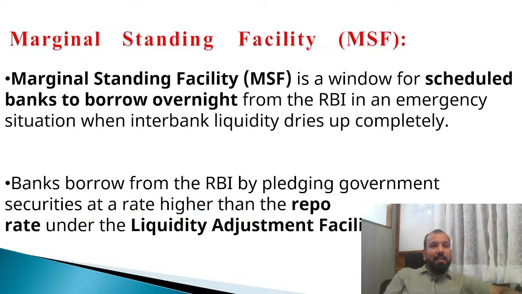Next is the Marginal Standing Facility, MSF. MSF is a window for scheduled banks to borrow overnight from the RBI. It is for the overnight. You just need to understand: whenever any commercial bank is in an emergency and needs funds, it takes a loan from the RBI. MSF is for the overnight loan. That is called the marginal standing facility.